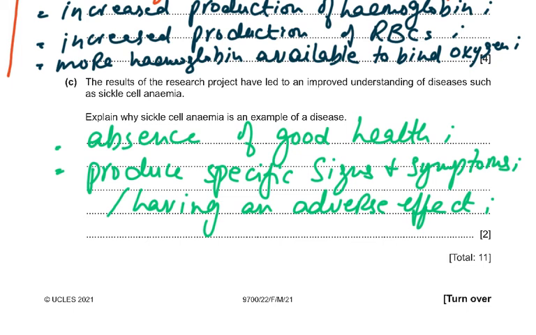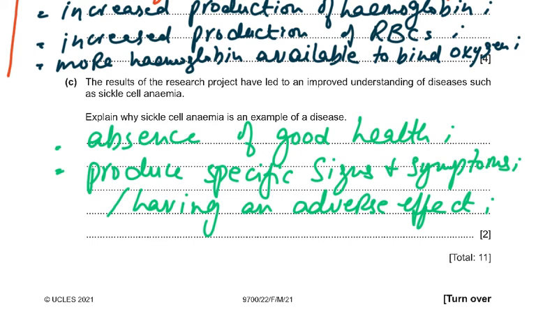If you have a disease, you're not well, you're not healthy. You can't say an example of a disease is because sickle cell anemia is an illness or a sickness. No, it's absence of good health. Again, I feel it's more a check of how well you can express yourself. Some of you can do it very well, and some of you, of course, struggle with it. So, absence of good health.